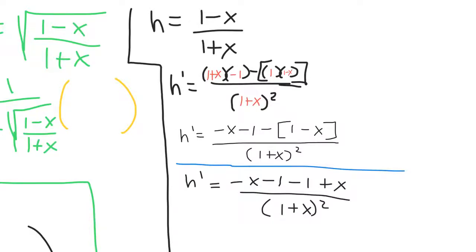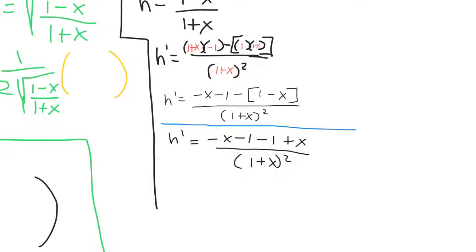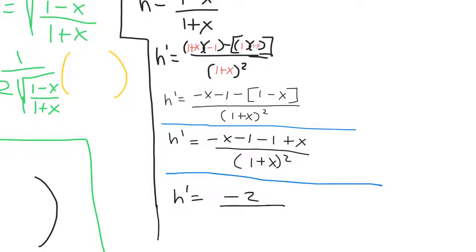I do believe my student said that her teacher does not mind leaving the 1 plus x squared in the bottom. Different teachers are kind of different when it comes to that, but we're going to leave it. So we have h prime equals... Looks like the x's cancel. We have negative 2 all over 1 plus x squared.